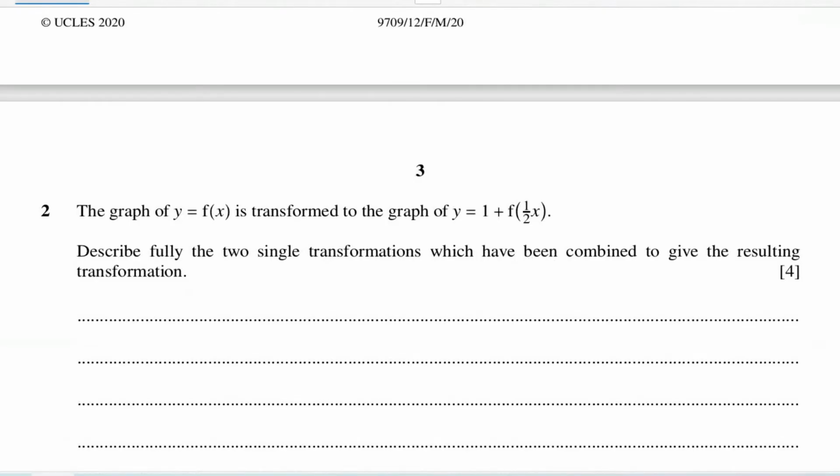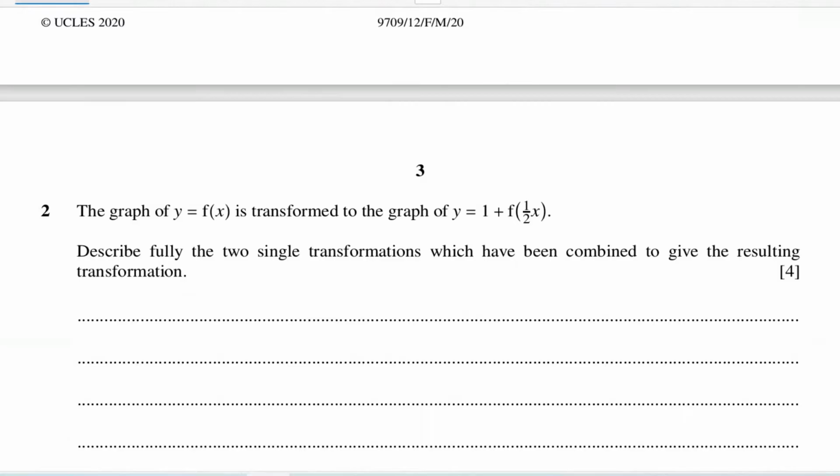Next, question number 2. The graph of y is equal to f of x is transformed to the graph of y is equal to 1 plus f of 1 over 2 multiplied by x. Describe fully the two single transformations which have been combined to give the resulting transformation.